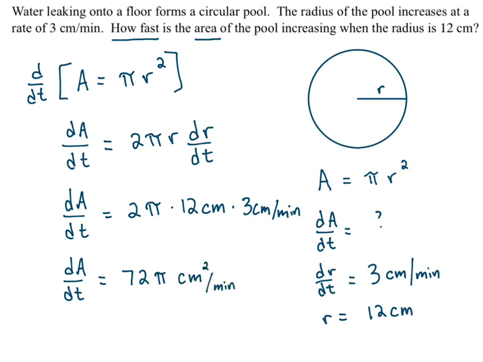Of course, pi from the formula, and you can make that a decimal if you want. Put it on your calculator, that's totally fine. And then the units for this is a rate of change of the area. Area is centimeters squared, and then per minute because it is a rate of change. So 72 pi centimeters squared per minute is how fast the area of that circle is changing if the radius is changing at 3 and we're freezing it right at 12 centimeters.